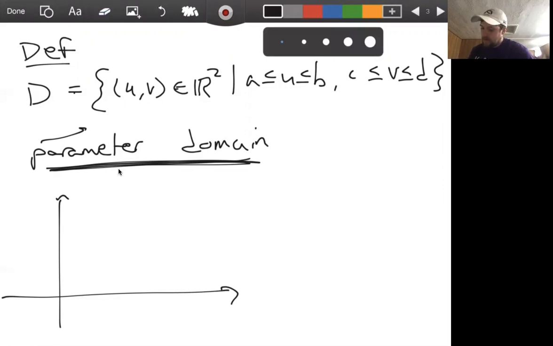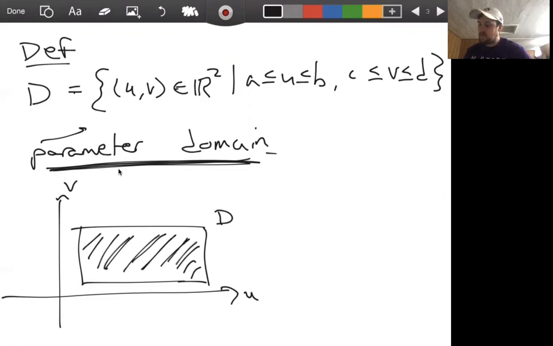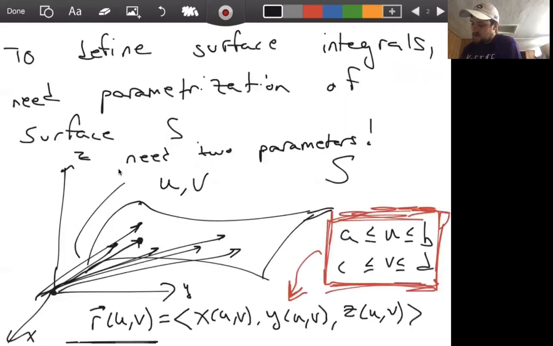But just for right now, we're going to think about our parameter domain here, which is going to live in the uv plane, right? These possible values. This is called the parameter domain. And it's the possible points to plug in to our parameterization of a surface. And so now we need to see some examples, because parameterizing a surface can be a little tricky since there are two variables now. And so we need a pretty good list of examples here, so we can really understand what parameterizing surfaces looks like.